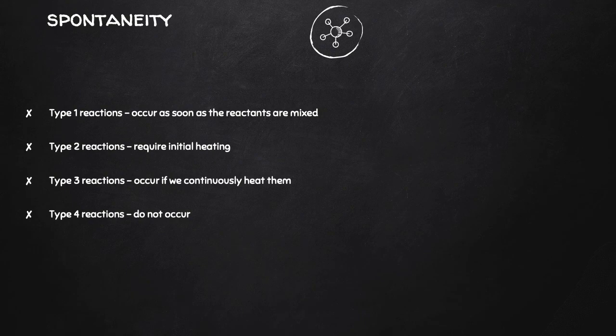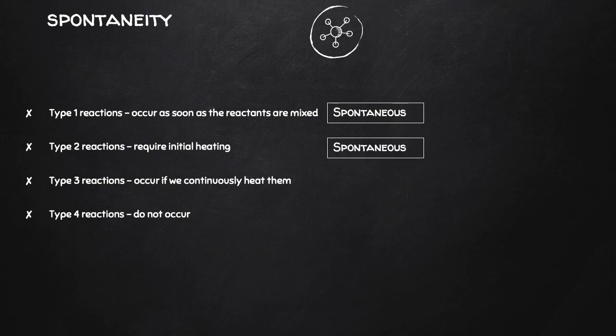So we'll have a look at a few types of reactions here, and we'll classify them as spontaneous or not, and then looking at that, we'll come up with a better definition of what spontaneous is. Type 1 reactions occur as soon as the reactants are mixed. By the sounds of that, that's going to be spontaneous. Type 2 reactions require initial heating. We have to light a match to burn a piece of paper. Despite that initial heating, it's going to release heat and sustain itself. So we'd call that a spontaneous reaction.